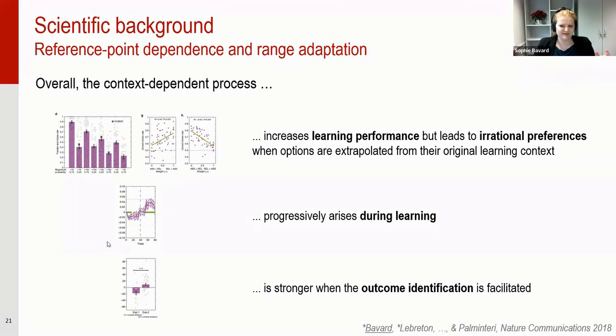And so this is why we predict that if we facilitate the outcome identification, so if we have a complete feedback situation, then the context dependence will be higher or stronger, because you identify more quickly that you are in a loss context. I don't know if it makes sense, but yeah. Okay. Yeah, it was good. Thank you.